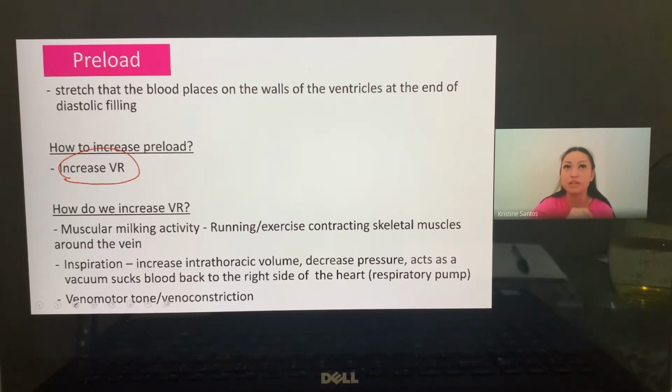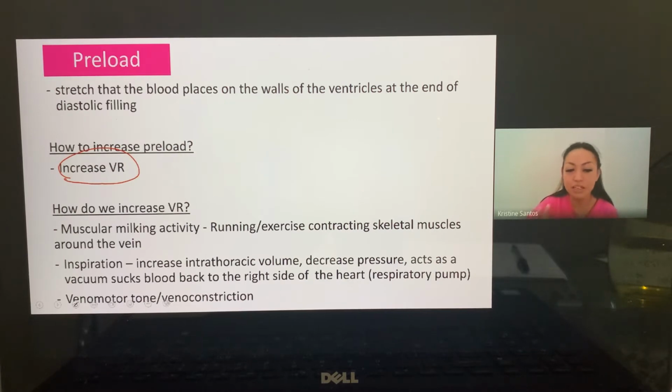If we're going to increase the volume of blood that goes back to the heart during diastolic filling, then we're going to increase our preload. So how exactly can we increase our venous return? There are so many ways, but I wrote three here that are quite easy to understand.